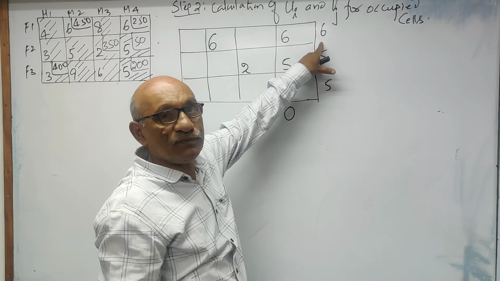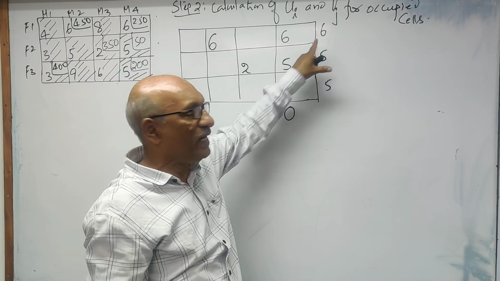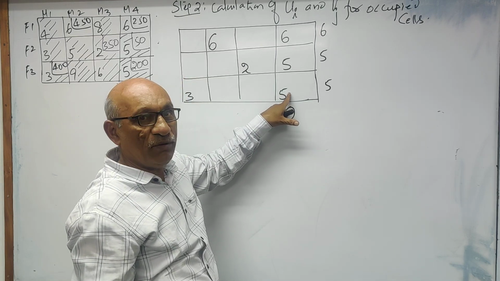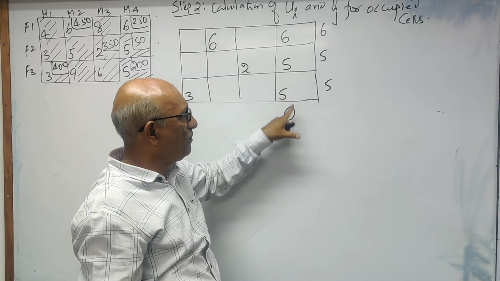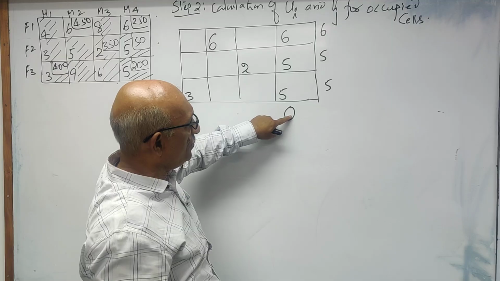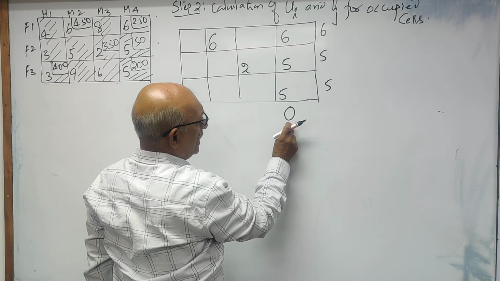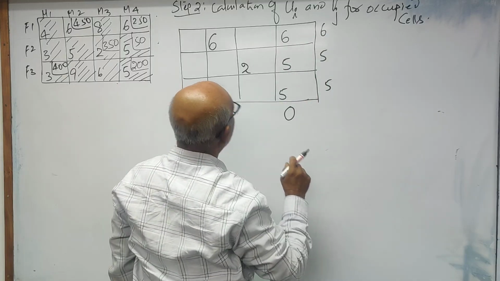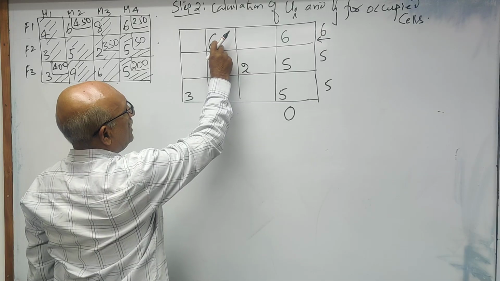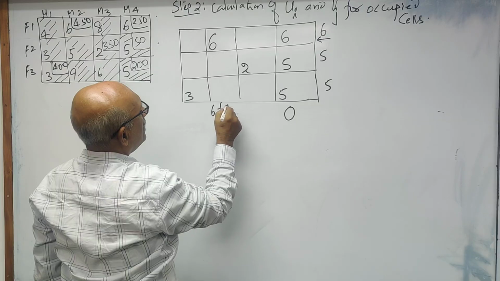With the help of this 0, for these 3 rows, their index is calculated. How can I calculate? Inner value minus outer value. Inner value is 5, outer value is 0. 5 minus 0, 5. Once again, inner value 5, outer value 0, 5 minus 0, 5. Inner value 6, outer value 0, 6 minus 0, 6. Now corresponding to this 6, there is an occupied cell here. So 6 minus 6, 0.